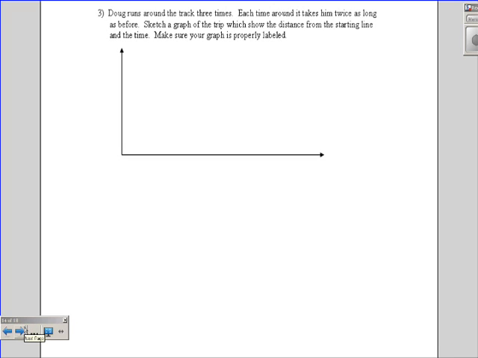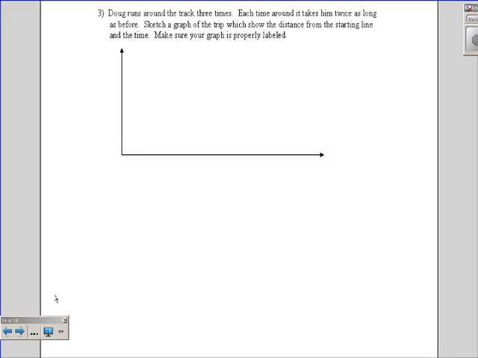Here's another situation now. Let's sketch the graph. It talks about how Doug runs around the track 3 times. Each time around it takes him twice as long as before. Sketch a graph of the trip which shows the distance from the starting line and the time.